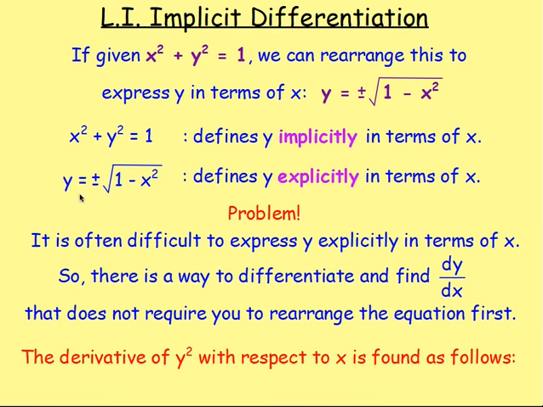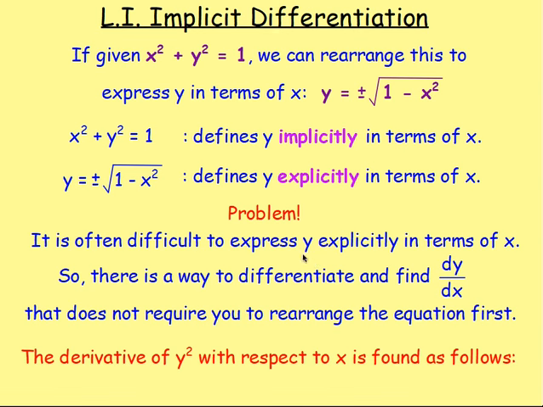So explicitly is when you get y equals, and if it's all just mushed together, you would get y implicitly. So you get x's and y's on the same side. It is often difficult to rearrange your function to express y explicitly in terms of x.